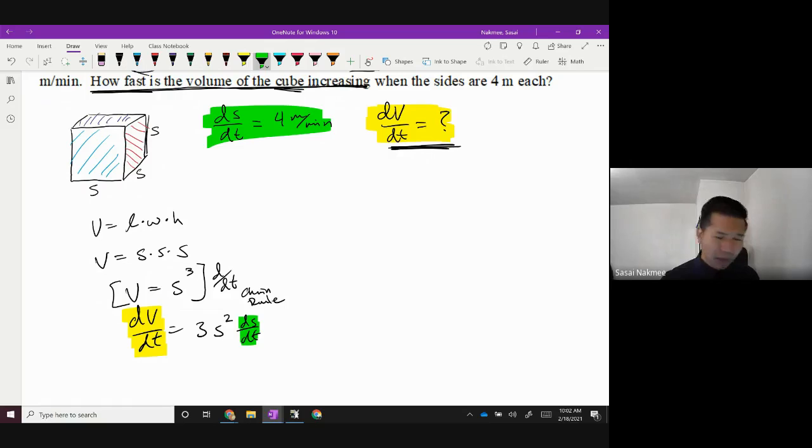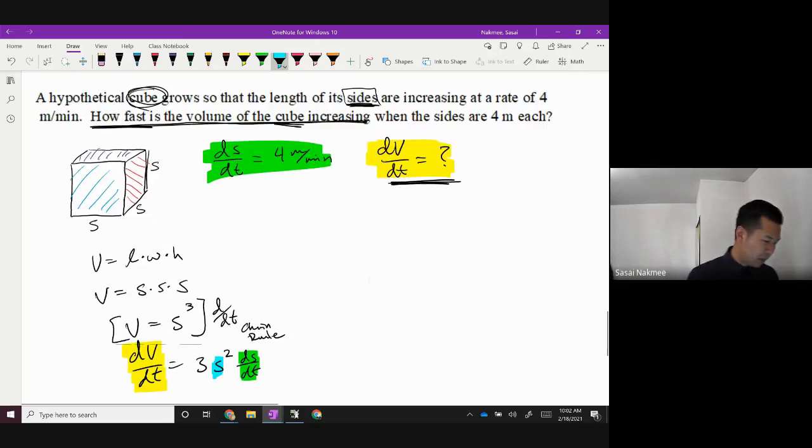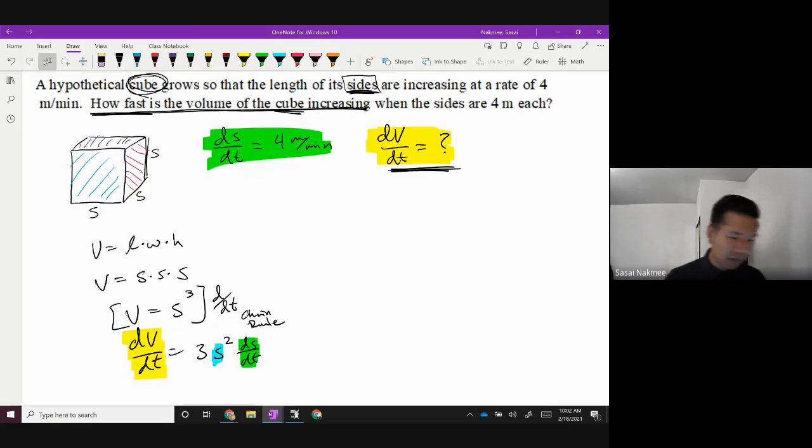What else do I need for this problem to help me solve for dv dt? What's the last variable that I need to plug in for? S, Brian, that's right. I need to know what s is. Do we know what s is? Let's go back and read the problem. Do they tell us what the side is? What's the measurement of the side? Oh, Monica's getting ahead of me. Yeah, that is going to be right. But before we get that far, the sides are going to be equal to 4. And we're not changing it, right? We're looking at it at exactly when s is equal to 4. So I'm going to plug that in for s right here.